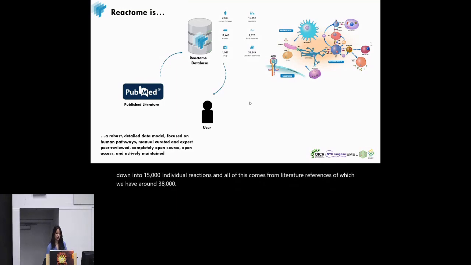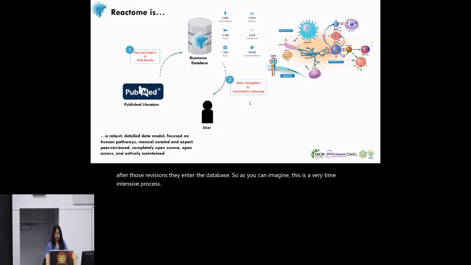So the way that Reactome currently works is that the curator will manually curate known pathway information from the literature, recruit outside experts for peer reviewing, and then after those revisions, they enter the database. So as you can imagine, this is a very time-intensive process.